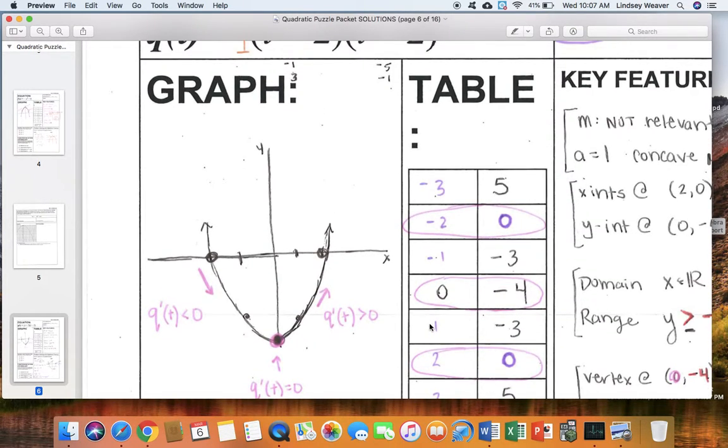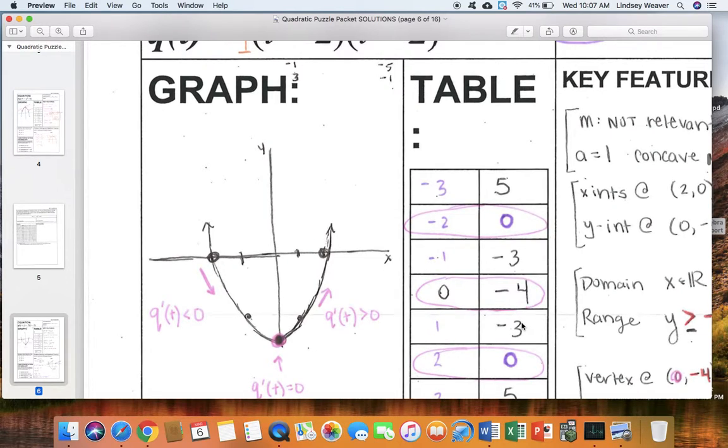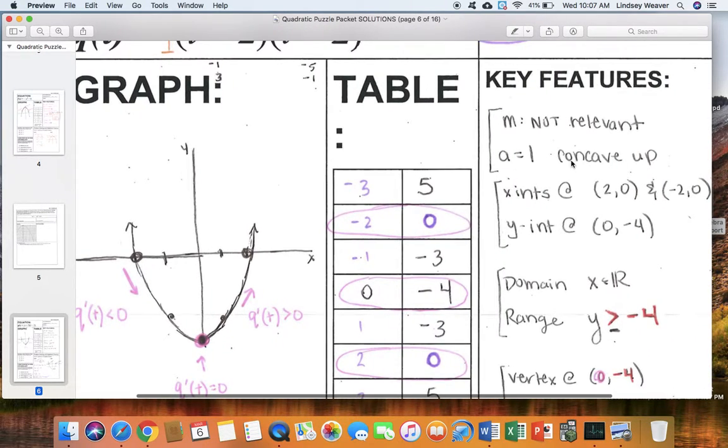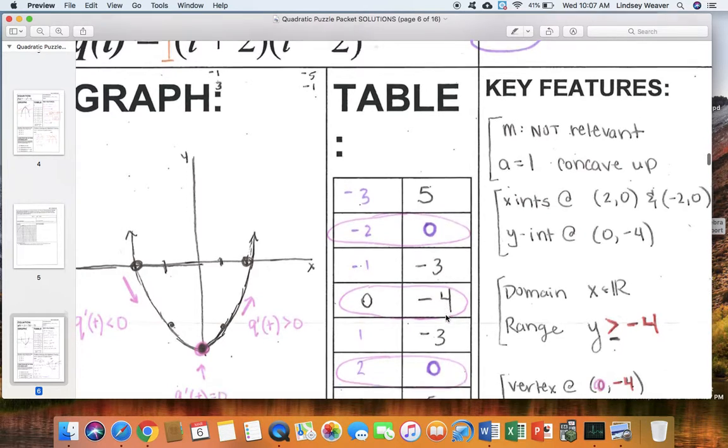So I could substitute 1 into this equation. 1 plus 2 is 3. 1 minus 2 is -1. So then I would get 1 times -3, which is -3. Going into my key features: slope not relevant, a value is equal to 1, and this is concave up. Our x-intercepts are given to us in the original equation. Our y-intercept we found in our table. When x is equal to 0, y is equal to -4.